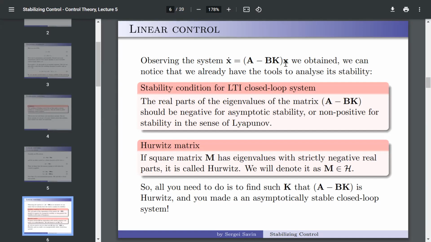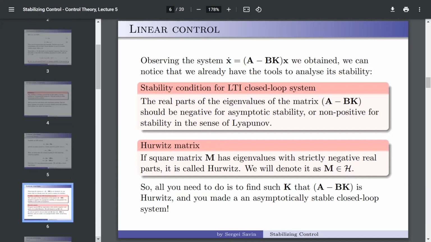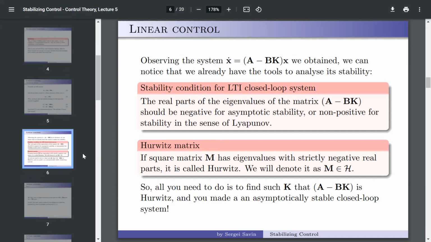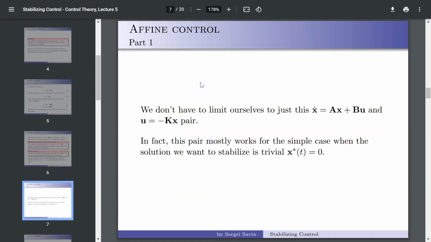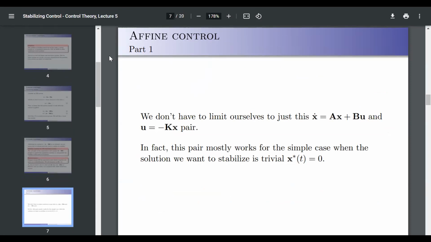Okay. All right. So what we have now is this situation with control. We can try to find a control law K such that the whole thing is stable.